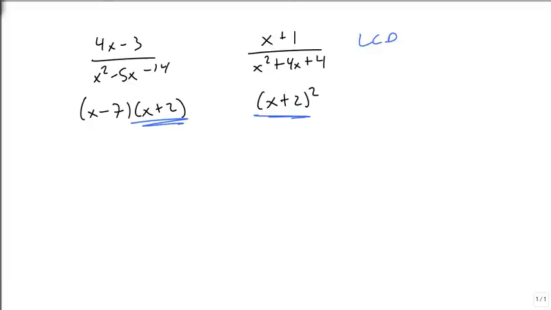They both have x plus 2's, but one's a 1 and one's a 2. We always grab the bigger power when we're looking for LCDs. Then we just need to grab whoever's missing, and that's the x minus 7. We found now our LCD of our two rational expressions.